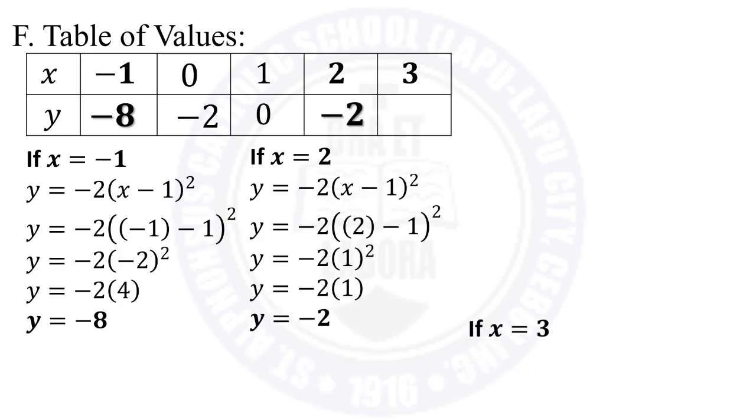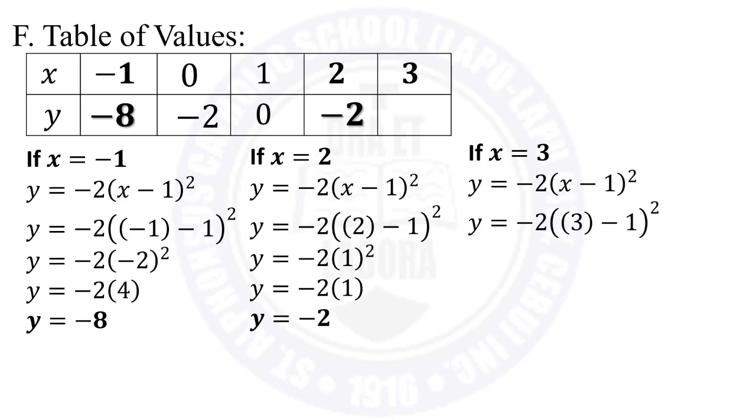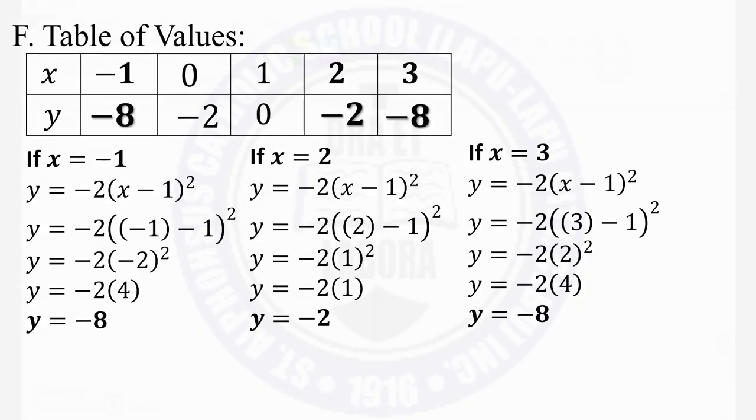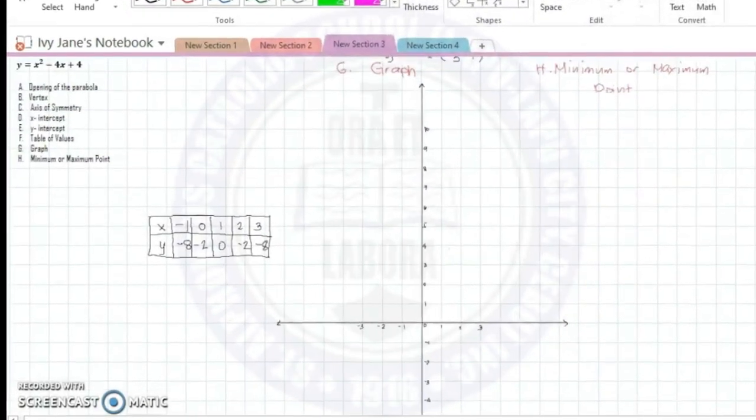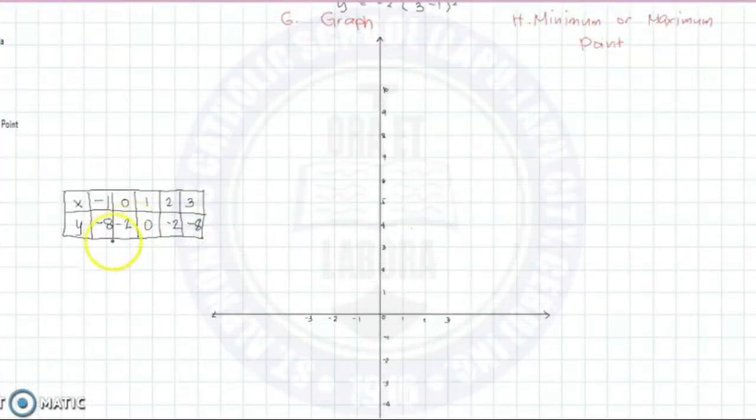Now what if x is equal to 3? So y equals negative 2 times (3 minus 1) squared. 3 minus 1 is 2, squared is 4. So y equals negative 2 times 4, and that would be negative 8. So we already have the values here. With the help of our table of values, which we solved earlier, we could now graph the given points.